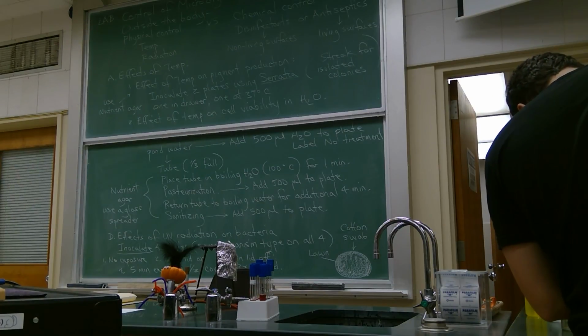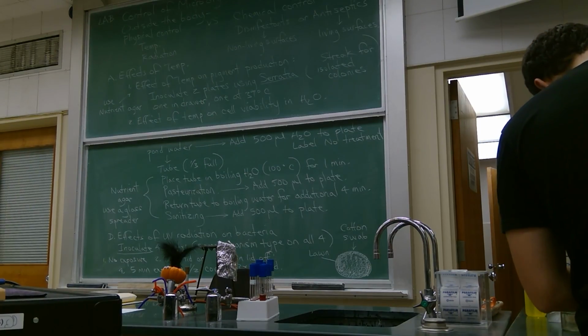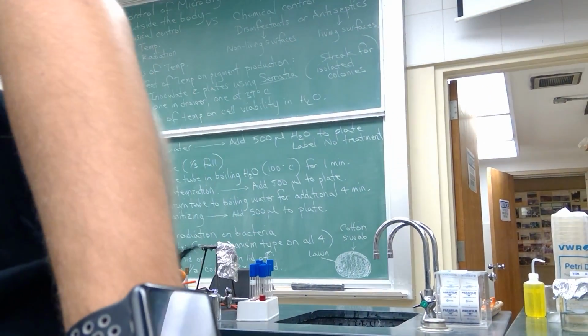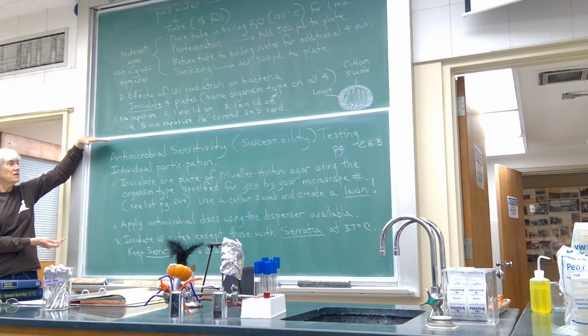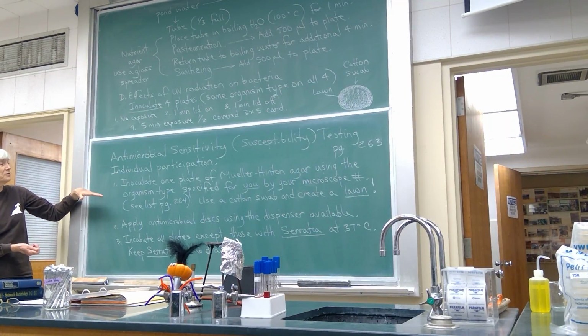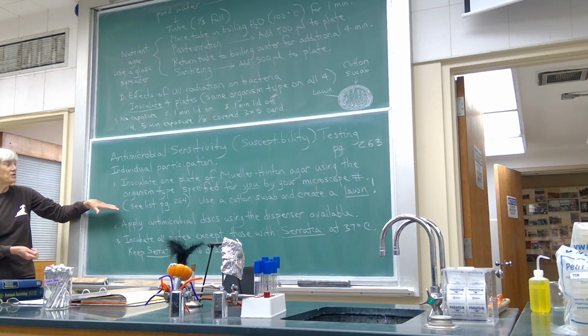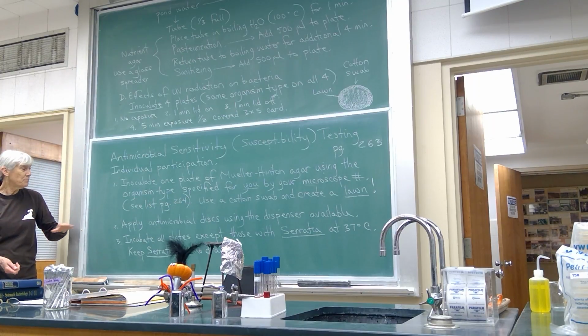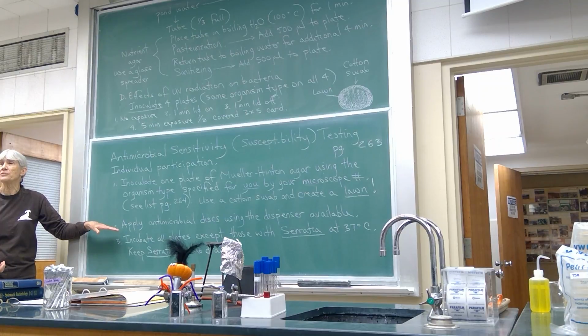Remember to be very careful in this lab so you're not knocking beakers off of ring stands and spilling boiling water. Each person is going to do a plate with individual participation. You're not doing groups anymore. You're supposed to inoculate 1 plate of Mueller-Hinton agar. You're supposed to use the organism specified for you according to your microscope number. Do you remember your microscope number? Hopefully, yes. There's a list on page 264. You're going to use a cotton swab to create a lawn, and then you're going to put on the antimicrobial discs. We have a handy little dispenser.